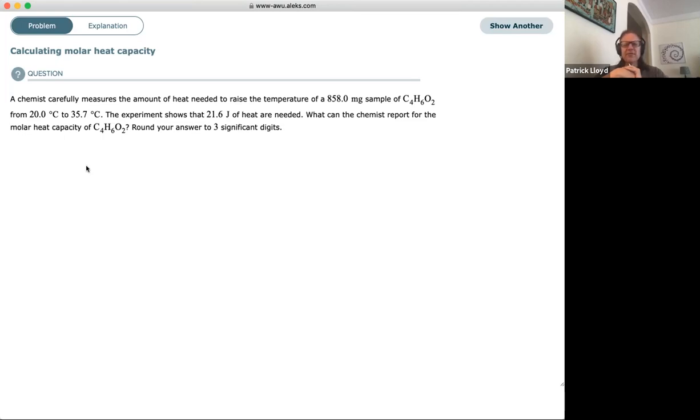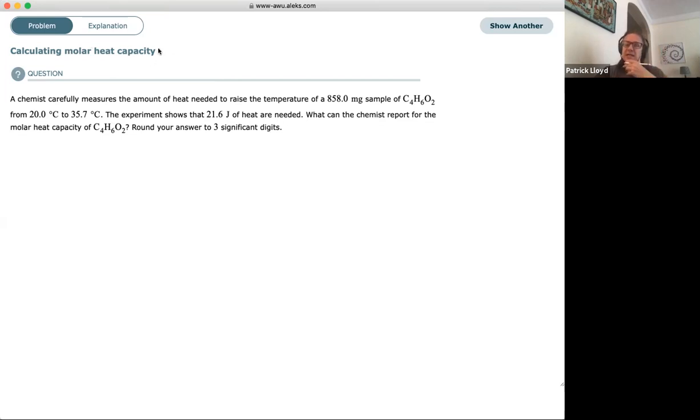We also have delta T. We have the original temperature, Ti, the initial, is 20.0 degrees Celsius. The final temperature is 35.7 degrees Celsius. So we have Q, M, and delta T. The only thing we don't have is C, the specific heat capacity. But be careful with this one. It gives us the formula of the substance and asks us for the molar heat capacity. So what I want to do is talk a little bit about the difference between molar heat capacity and specific heat capacity.